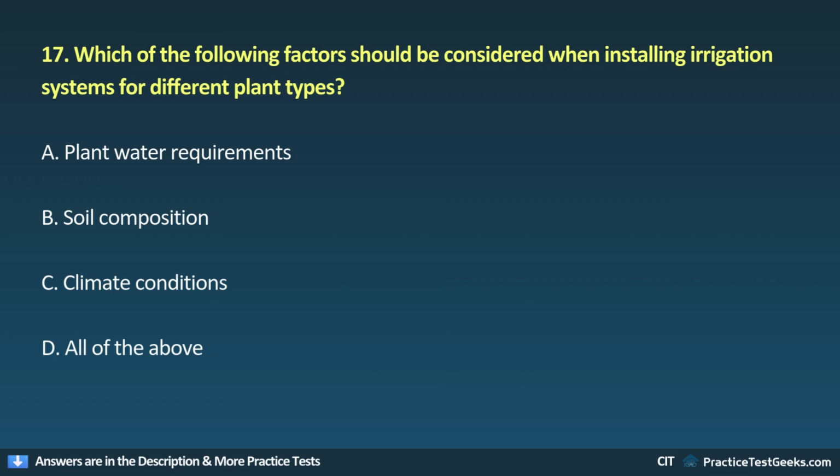17. Which of the following factors should be considered when installing irrigation systems for different plant types? A. Plant water requirements. B. Soil composition. C. Climate conditions. D. All of the above.